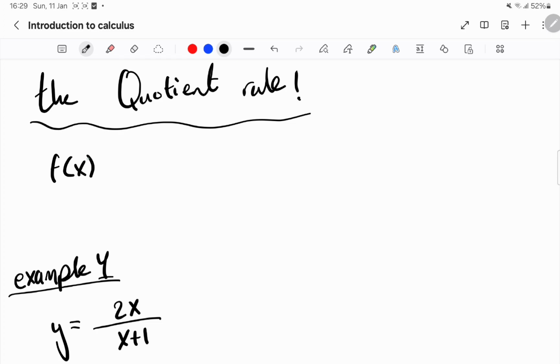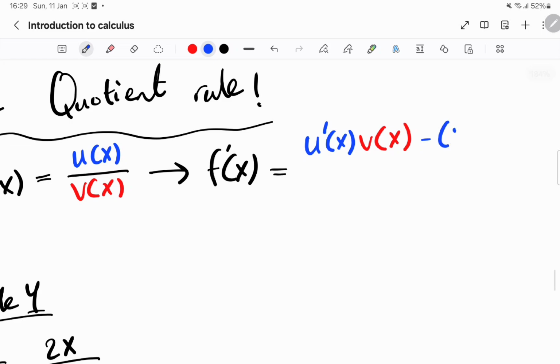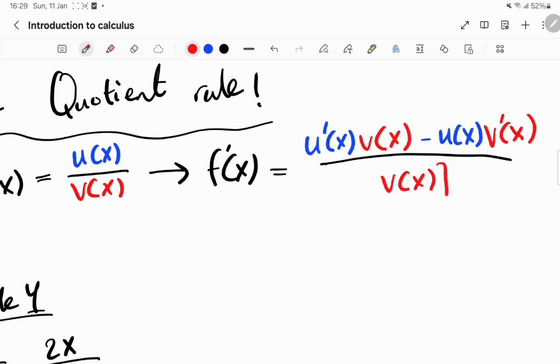Let's say, for example, we have a function f of x, which is made up of a top function u of x divided by a bottom function v of x. The derivative of f of x in this case would be u prime of x multiplied by v of x, minus u of x multiplied by v prime of x. This whole expression would be divided by v of x squared.